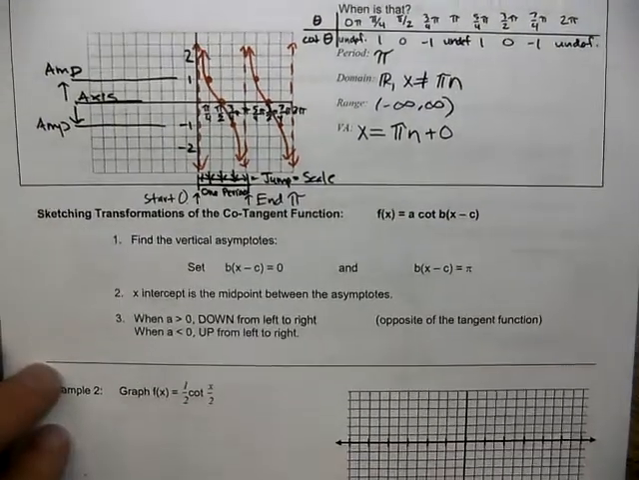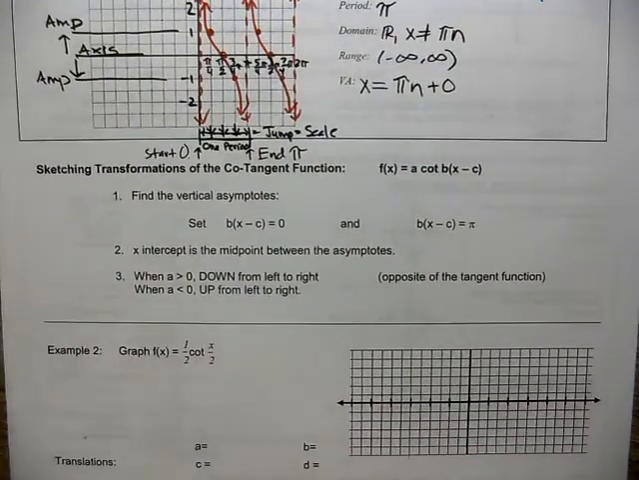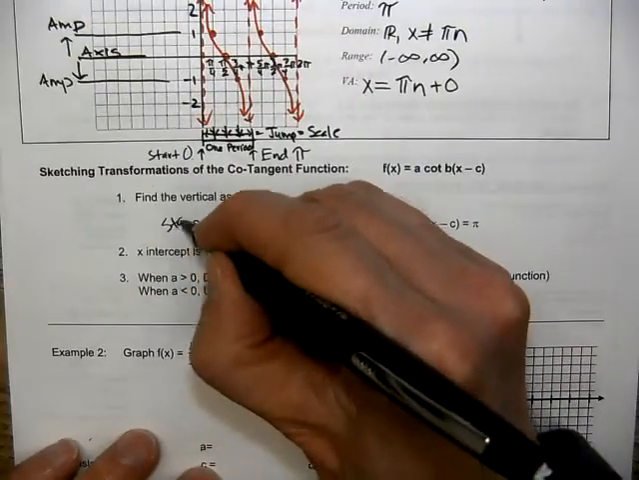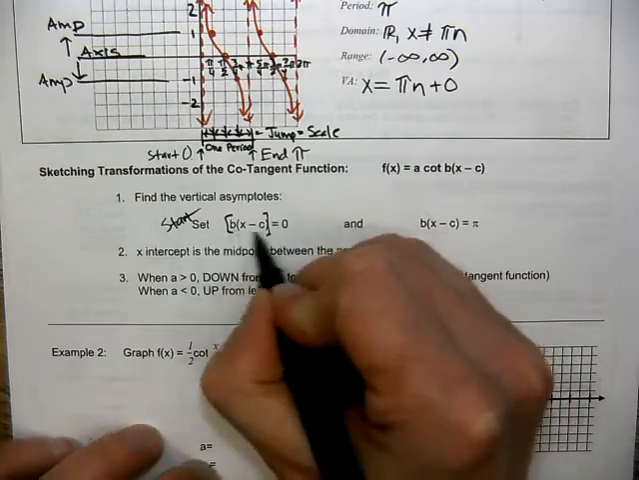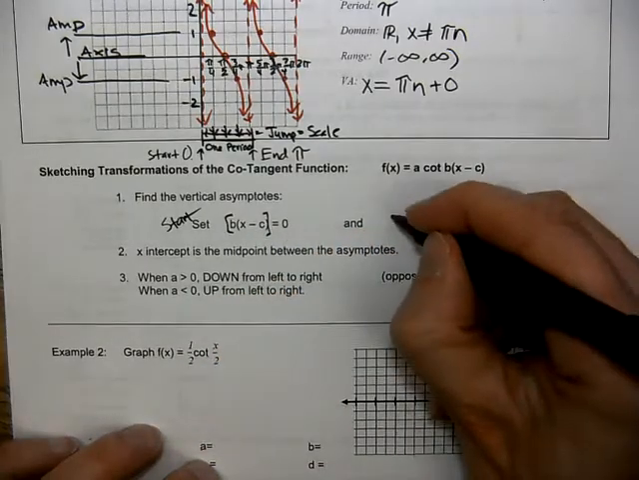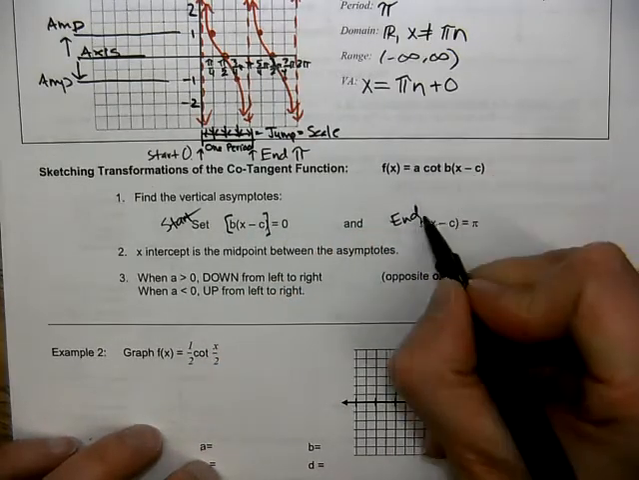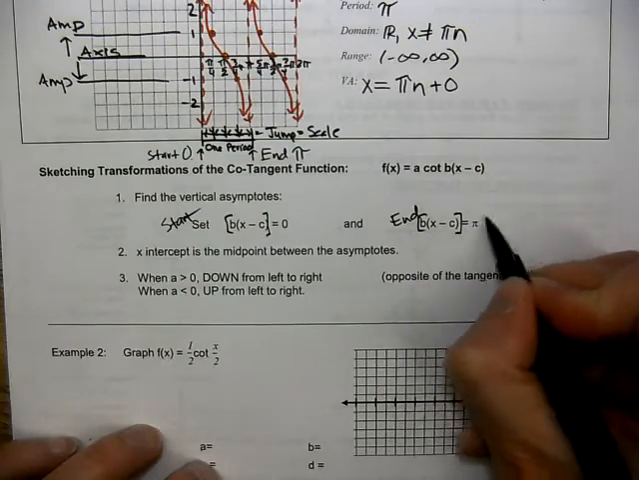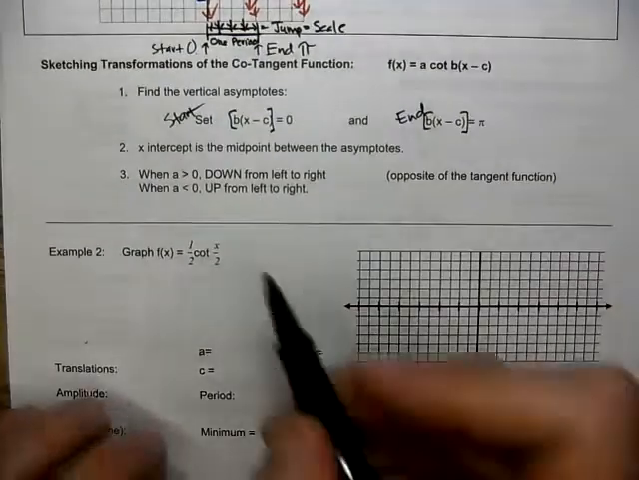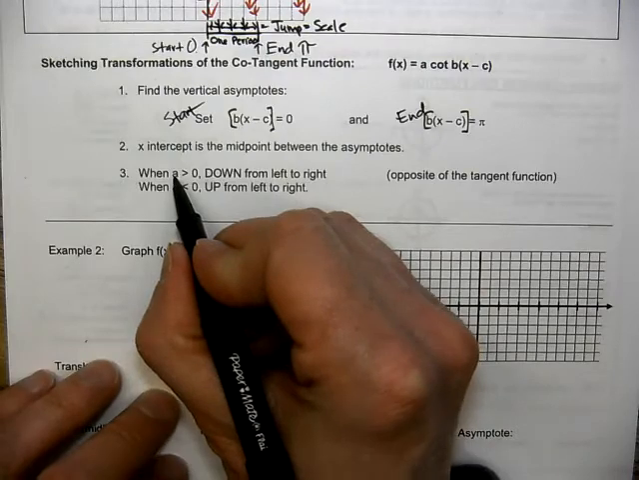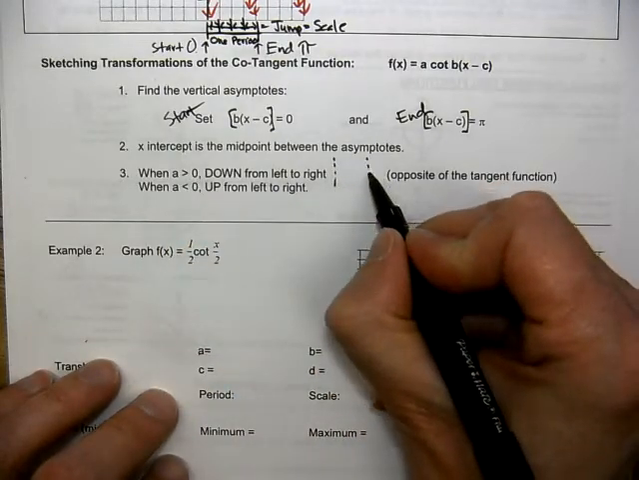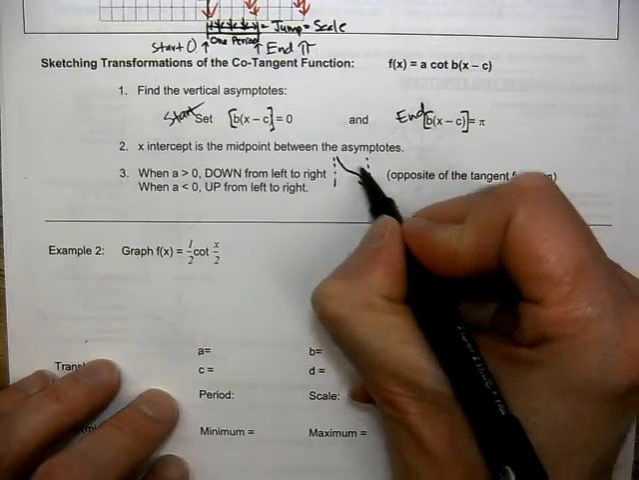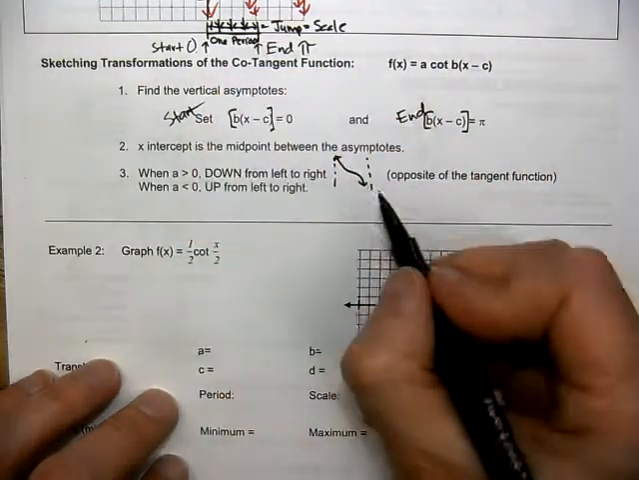So that's the parent function. Here are some of those details again. For your start, you set the b and the c, which is usually in parentheses, equal to 0. And then for your end, you take all of that and set it equal to pi. So when we have a leading coefficient that is positive, then the pattern is that our cotangent graph falls. That's what we saw right up there.